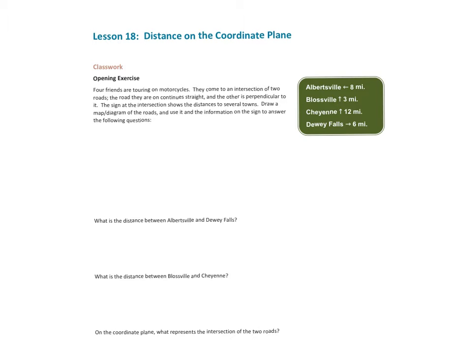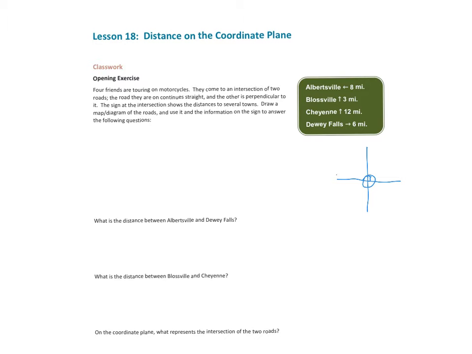The road they are on continues straight and the other is perpendicular. So I'm going to just kind of draw what I'm reading right there. So they come to an intersection, right? So there's the intersection. And the other is perpendicular to it. Perpendicular means that they're forming a right angle. The sign at the intersection shows the distances to several towns. Draw a map or diagram of the roads and use it and the information on the sign to answer the following questions. So I'm looking at Albertsville.